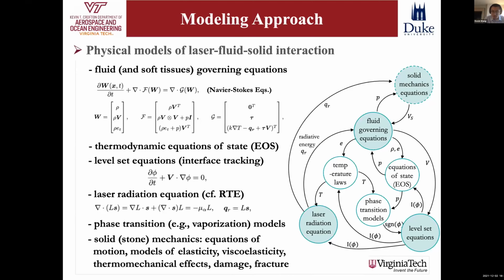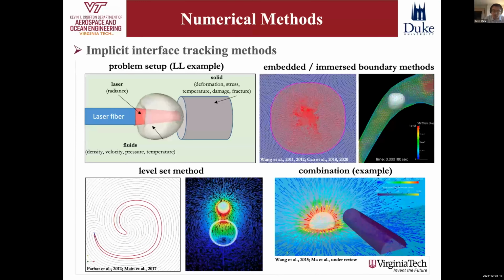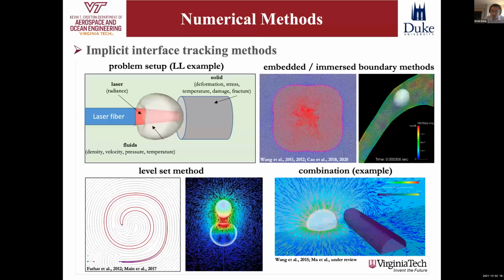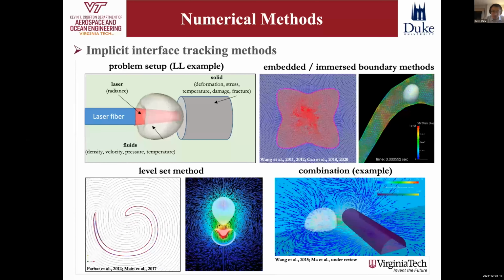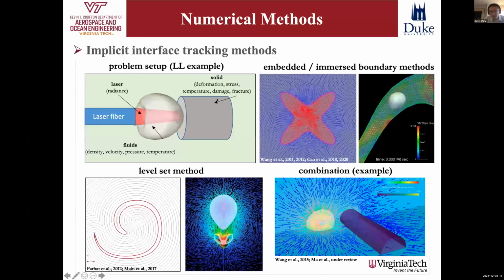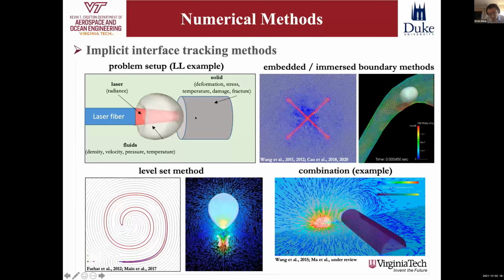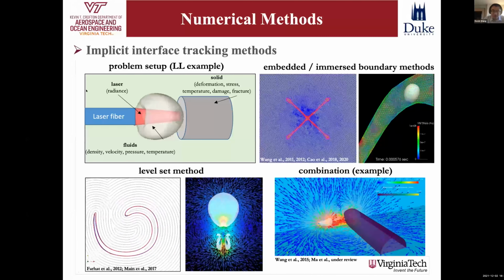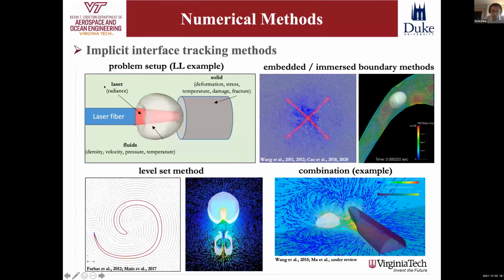and leads to computational challenges. One of them being the tracking of material interfaces that undergo large deformation and possibly also topological changes. Here we're referring to, for example, tracking the boundary of the surface of a bubble, the boundary of a stone that may have complex geometry and also may break into multiple parts, and the boundary of the laser fiber and the region that is exposed to laser.